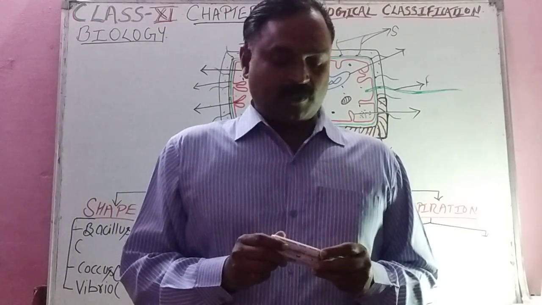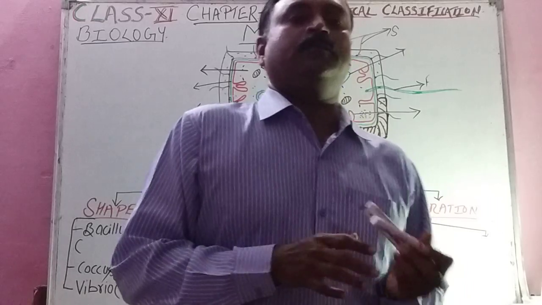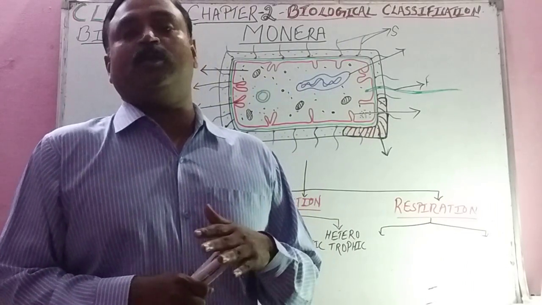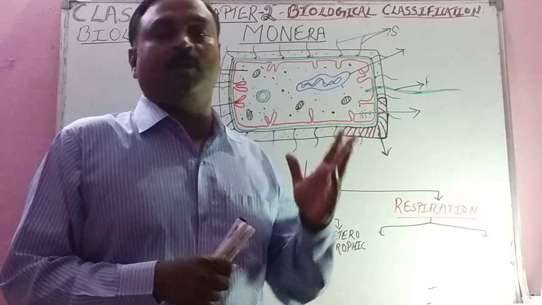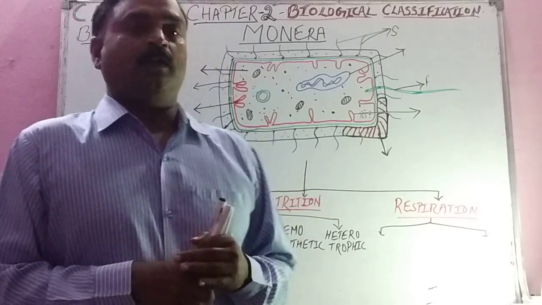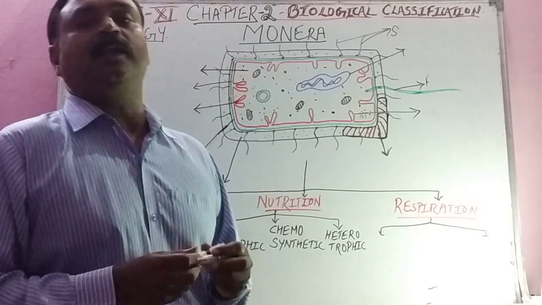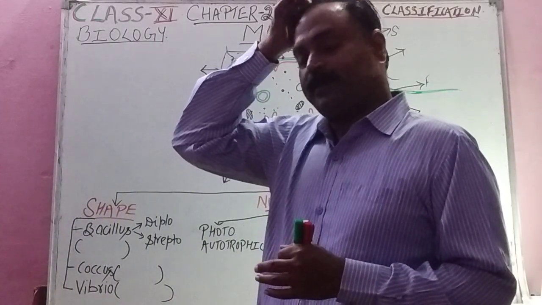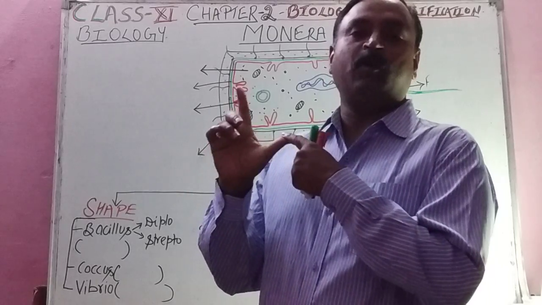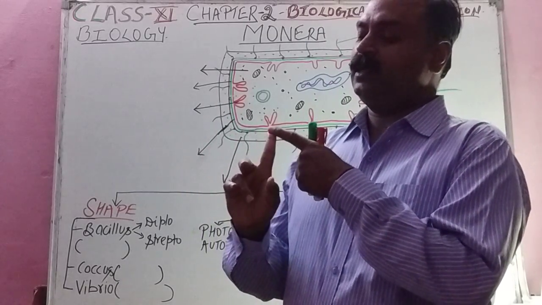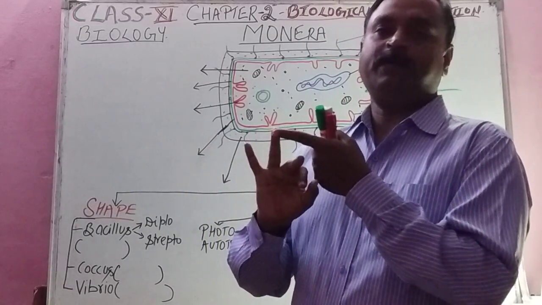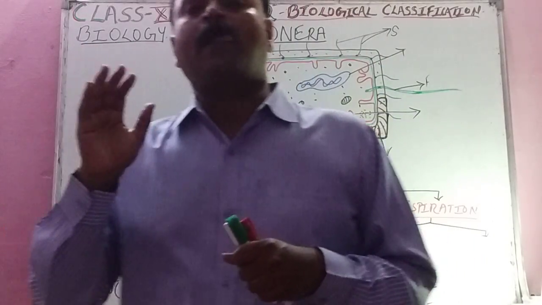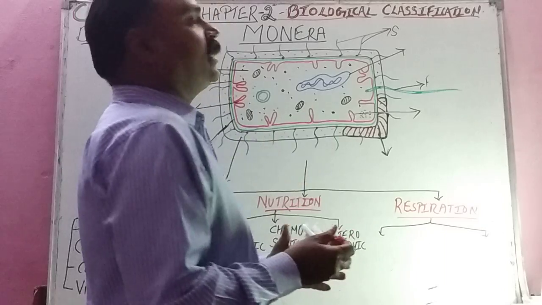Good morning, students. Children, we have to start with the second chapter in class 11th, subject biology. The first chapter, students, you know very well, was the living world. Now this is the second chapter, called biological classification. In this chapter we are going to classify certain groups: first Monera, then Protista, then Fungi, then Plantae and Animalia. These are the 5 groups which we are going to study in biological classification.